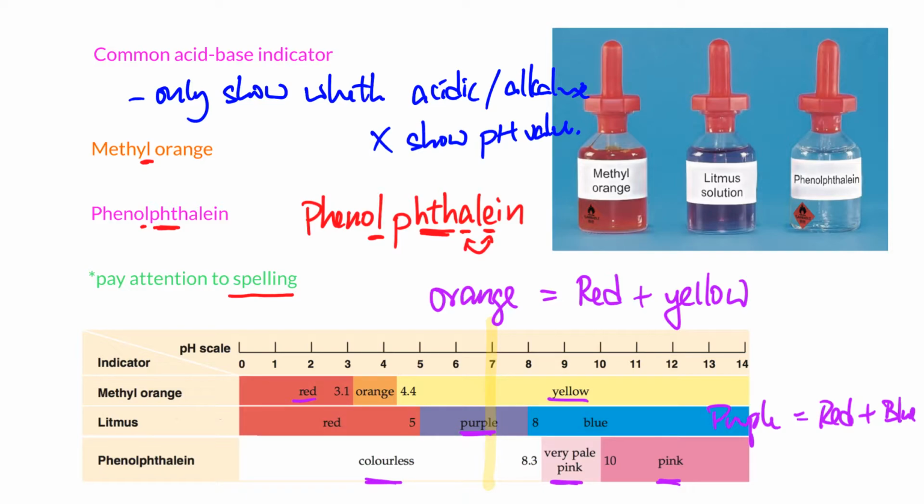Our normal color of these solutions, before reacting with acid or alkaline: methyl orange stays at orange, litmus solution is a little bit purple, and phenolphthalein is colorless. You have to bear in mind the positions of these color changes. Do you need to memorize the pH values? You don't need to, but roughly you have to remember the position. For example, methyl orange's middle color is closer to the acid side, while phenolphthalein's is closer to the alkaline side.